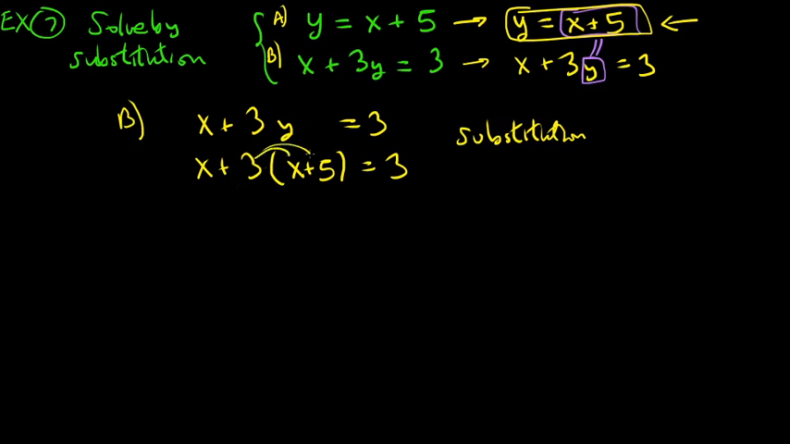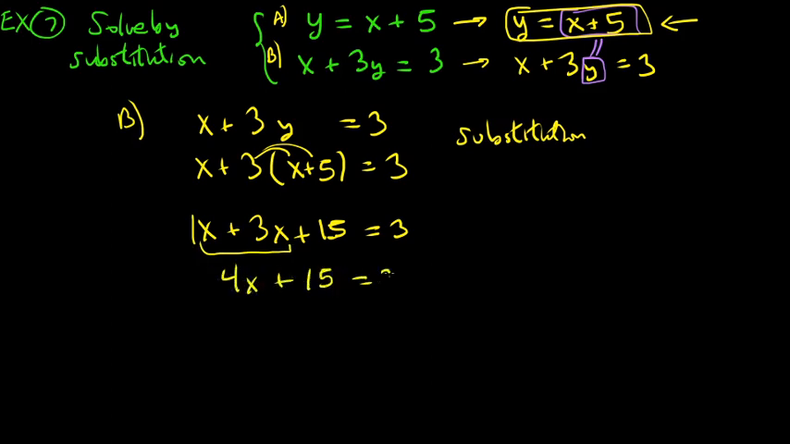Okay, so now multiplied by 3, we get x plus 3 times x plus 3 times 5 is 15. Sorry, 15. And that still equals 3. Okay, so x plus 3x, remember, this is 1x plus 3x, so that's 4x. So solve for x. Subtract 15 from both sides, and you get 4x equals 3 minus 15 is negative 12. Divide by 4, so we get x equals negative 3.